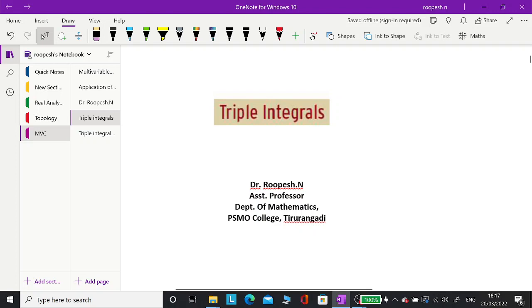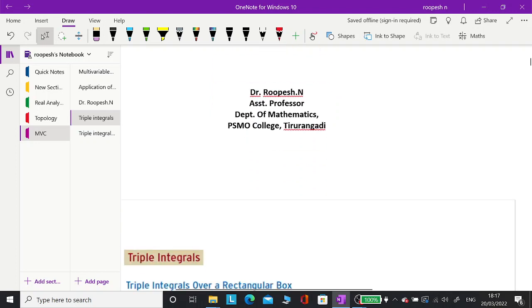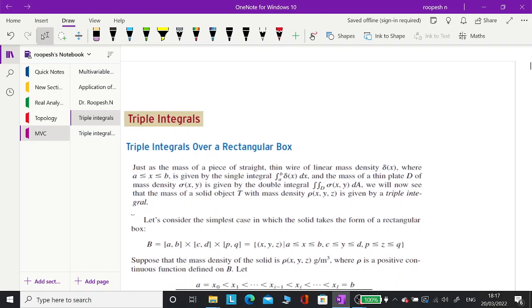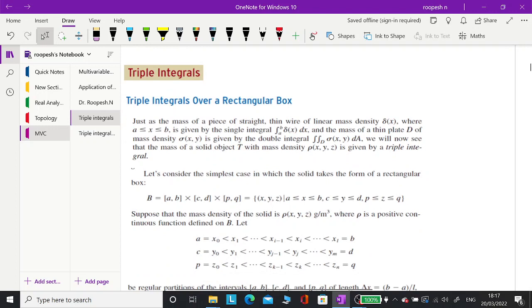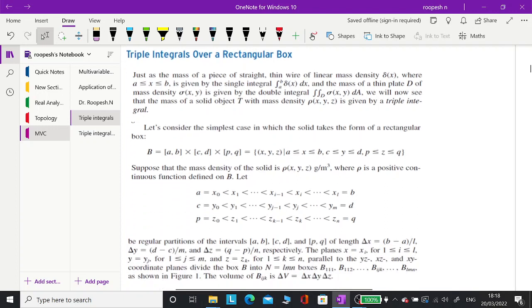Welcome to another session of multivariable calculus class. Today we are going to deal with triple integrals. As you remember, we took a double integral over a rectangle. So here we are taking a triple integral over a rectangular box.